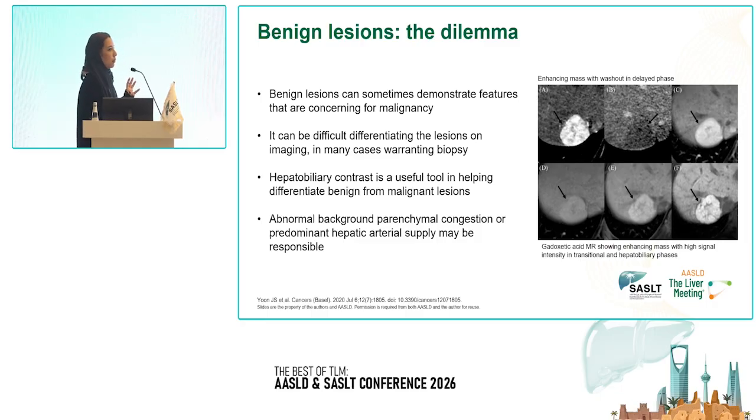The problem with characterizing lesions in patients with Fontan is because there is an abnormal background liver. The thought is the congestion in the background liver, the alteration in blood supply to the liver becoming more predominantly hepatic arterial, is what makes it hard and gives these benign lesions features of malignancy on imaging.